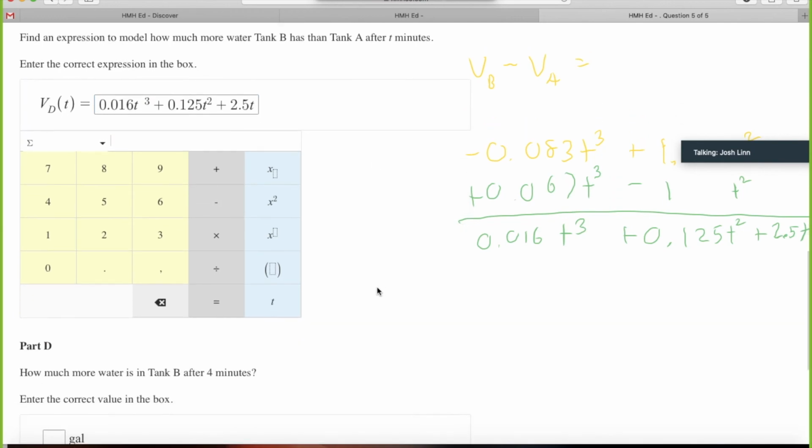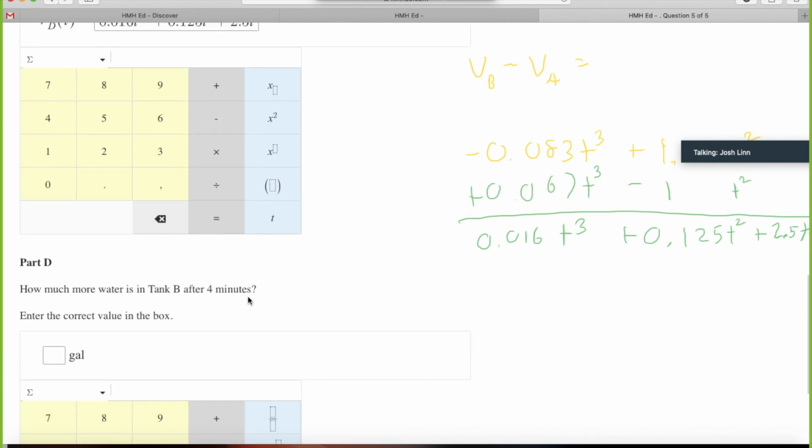Let me guess. Part D, how much water in the tank after 4 minutes? So again, we're just going to plug 4 in for T. So that's going to look like 0.016 times 4 cubed plus 0.125 times 4 squared plus 2.5. Let's try to write this correctly.